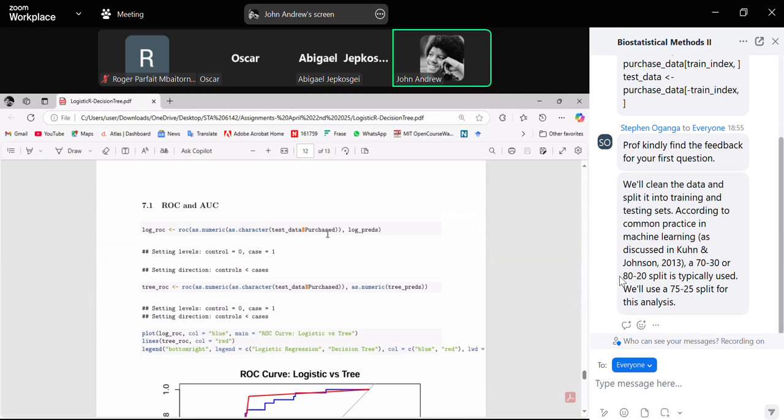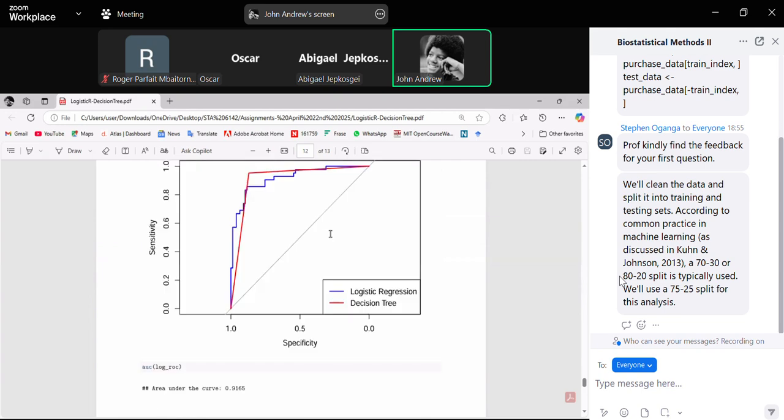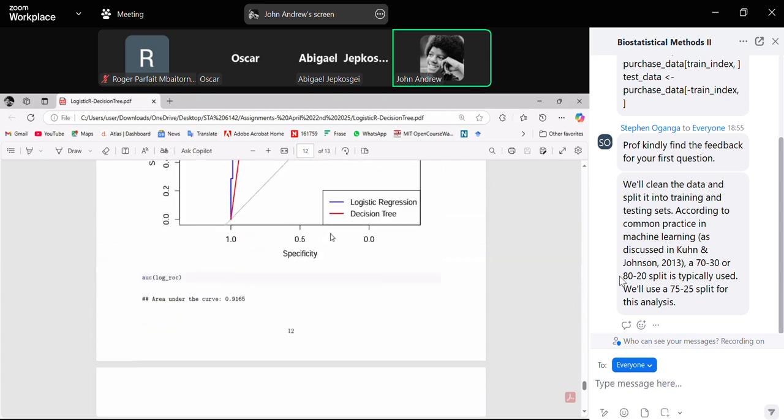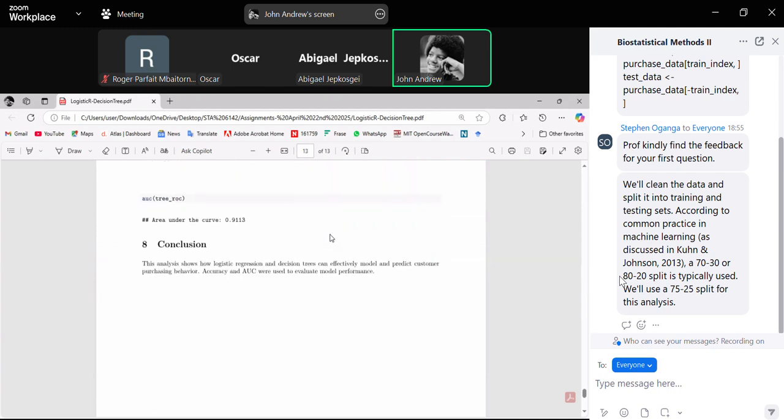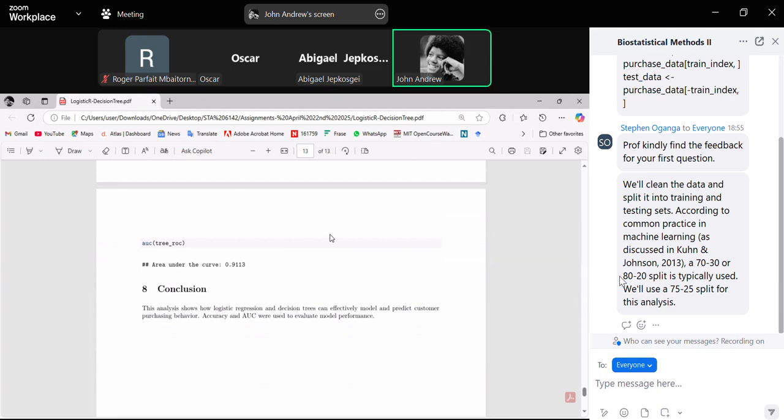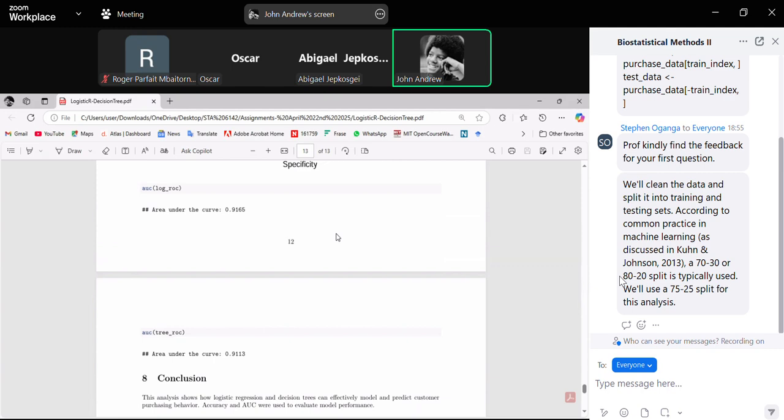So I was saying that we used ROC and AUC to compare it. For logistic regression, we had an AUC of 0.9165, and for the decision tree, we had 0.91113. So this shows that both models have excellent ability, with the logistic regression slightly ahead in AUC compared to the decision tree.